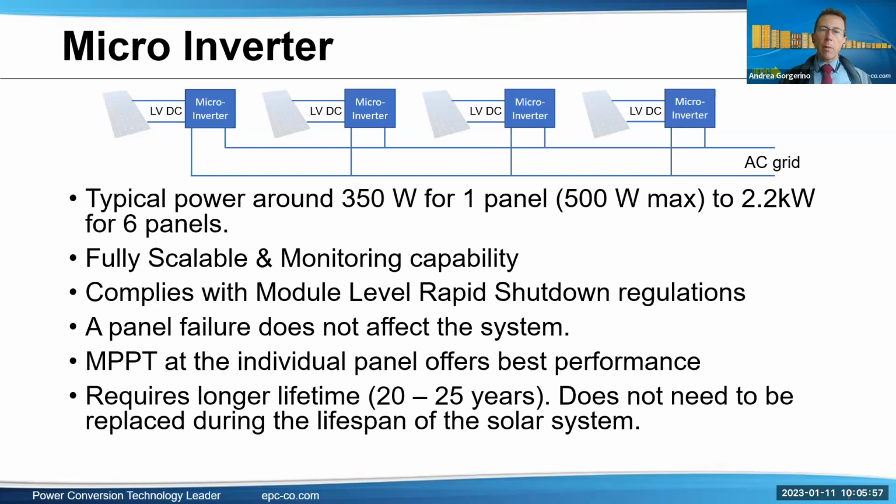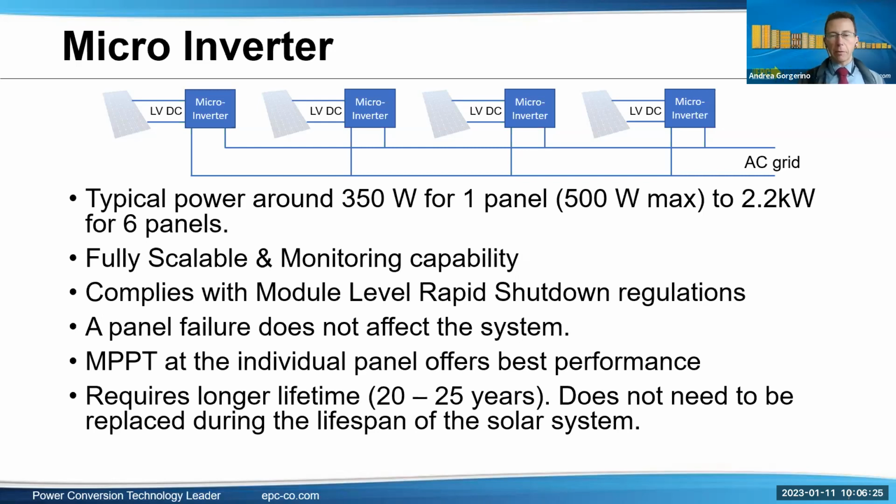The next option is the microinverter. The microinverter, as I said, connects one inverter to each panel. So the typical power level is about 350 watts for one panel, or 500 watts for up to 6 panels, and you are getting into the 2 kilowatt range there. It has the advantage of being fully scalable. You can add more panels very easily, and monitoring capability is very good since each panel can be monitored individually.